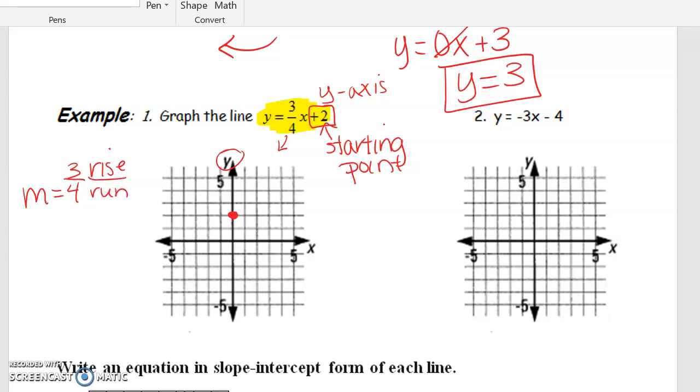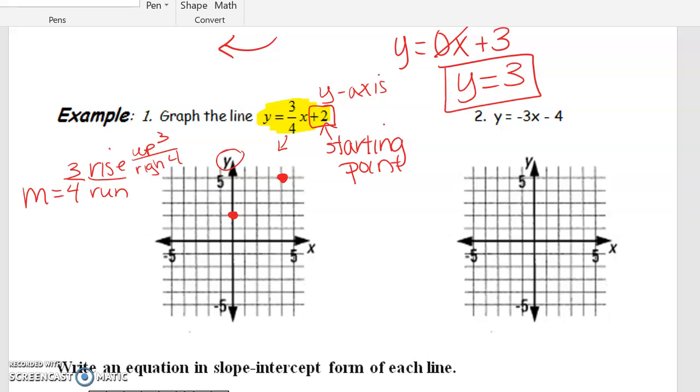So if I have 3 over 4, this means that I could travel up 3 and right 4. So from our starting point, I can count 1, 2, 3 up and 1, 2, 3, 4 to the right. Okay, that's another point on my line.